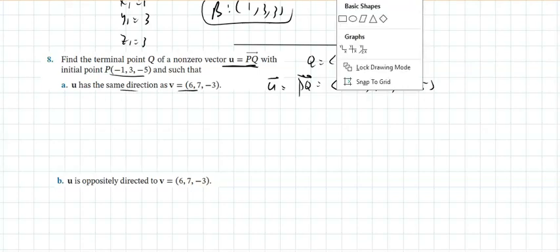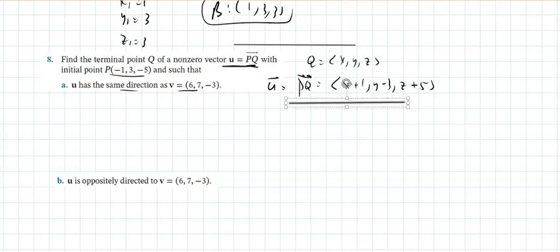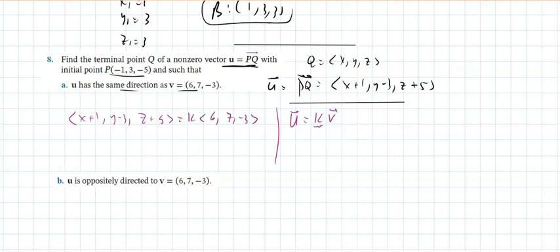Now, again, if two vectors have the same direction, that means they're multiples of each other. That means u is some multiple, like kv, where k could be any number, 1, 2, 3, 4. So pretty much we're saying x plus 1, y minus 3, and z plus 5 must equal some k times 6, 7, and negative 3, depending on what you want k to be. If we choose the simplest form, say k equals 1, for example.